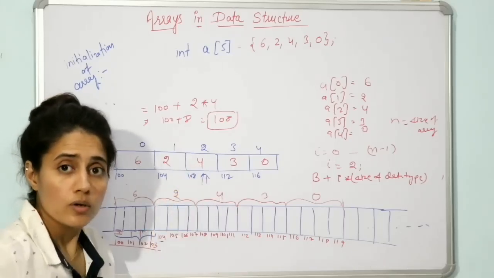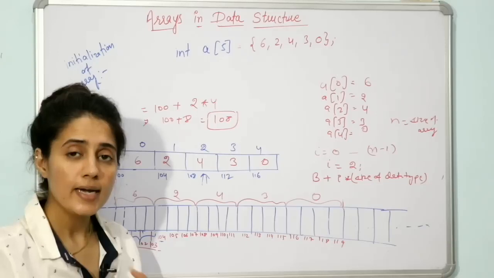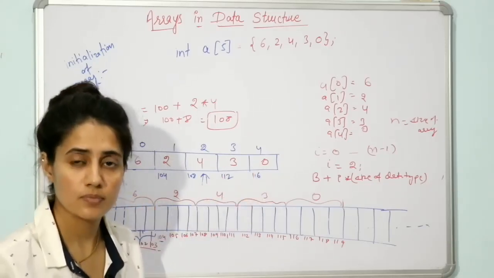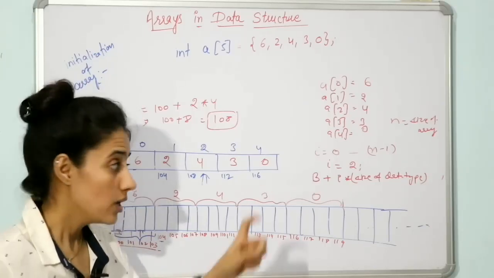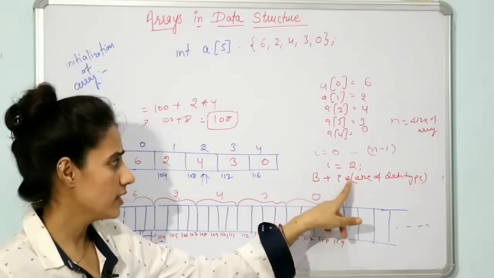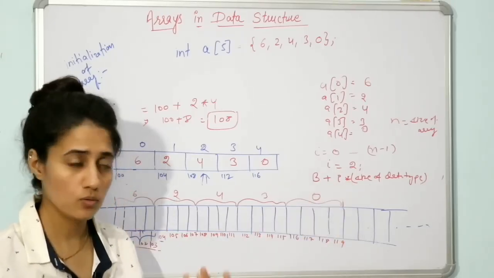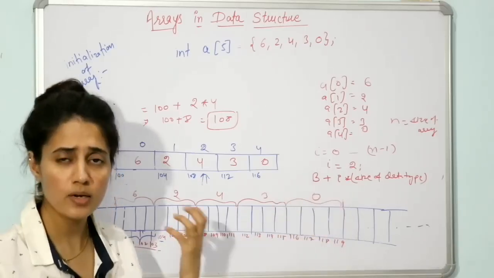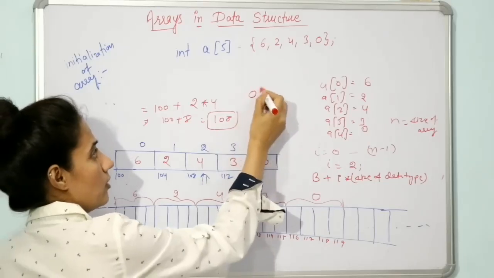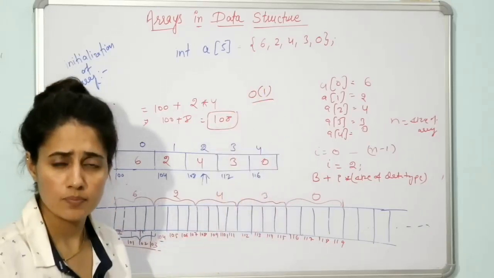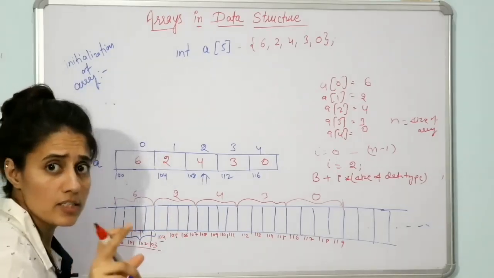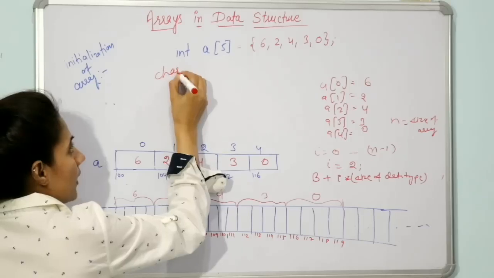Fine. So the array follows random access. You can access any data in constant time if you know the base address, because you just need to do one addition and one multiplication, and you can access the data. So the time taken for this access is order of 1, that is constant time, and the array follows the random access method.